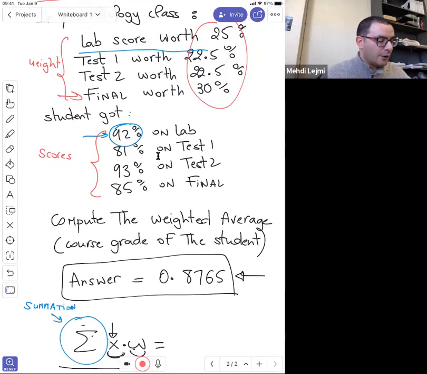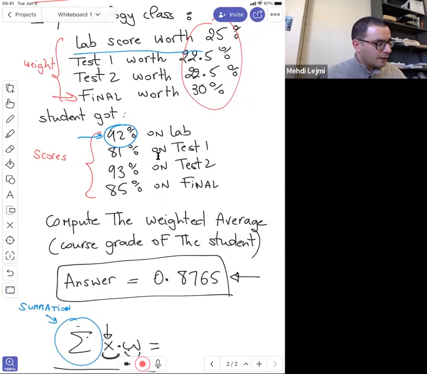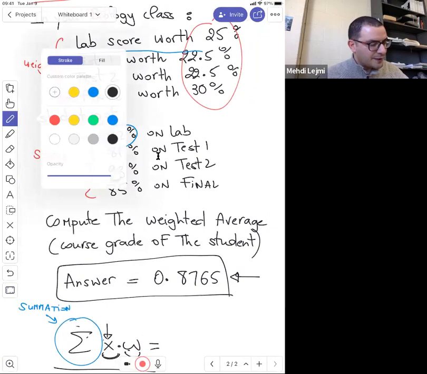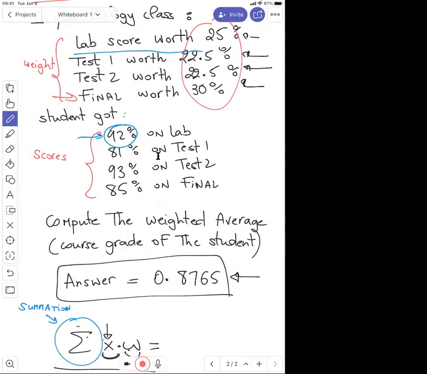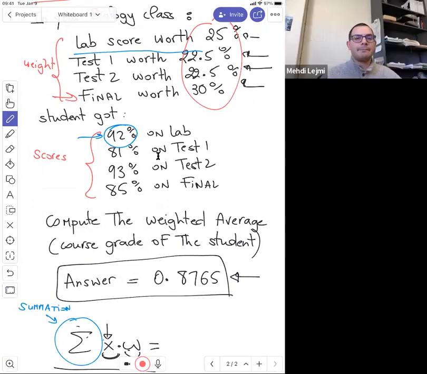The denominator, no, it's the sum of the weights. So there'll be the 25% plus the 22.5% plus the 22.5 plus the 30%. All right, so I add up everything from the weights for the bottom. Yes. All right, let me write that.